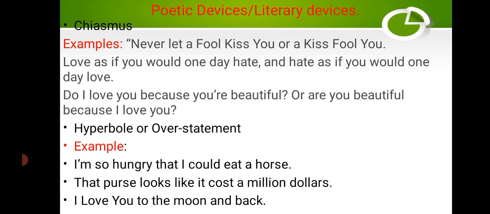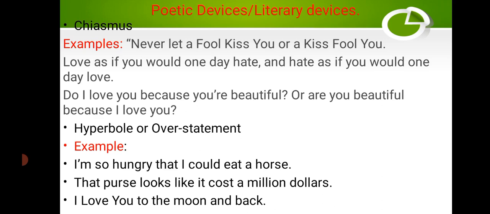Now, we have other examples of hyperbole on the screen, or exaggeration, or you can also call it overstatement. I want you to read through it, and if you have any comment, if you have any challenge, if you have any difficulty, just leave it in the comment section and I'll attend to it.